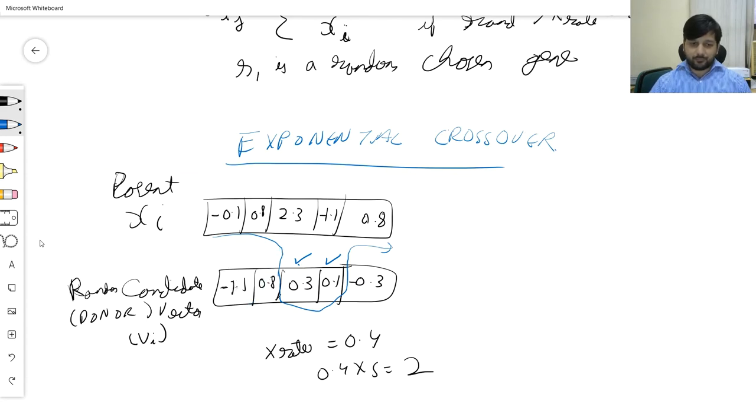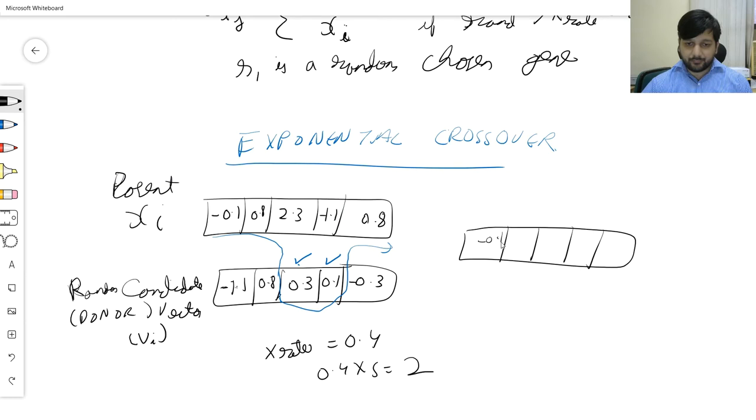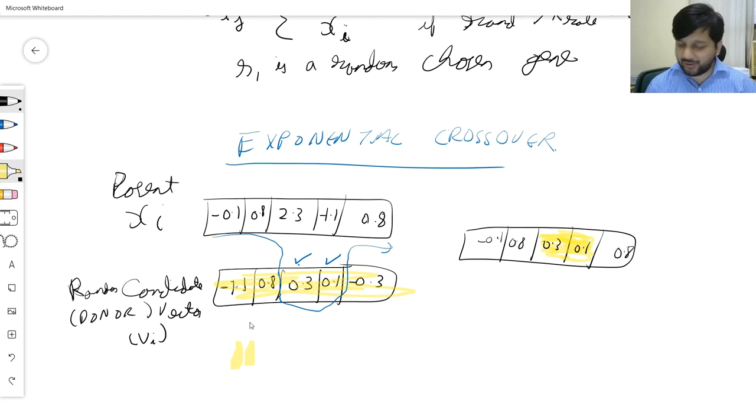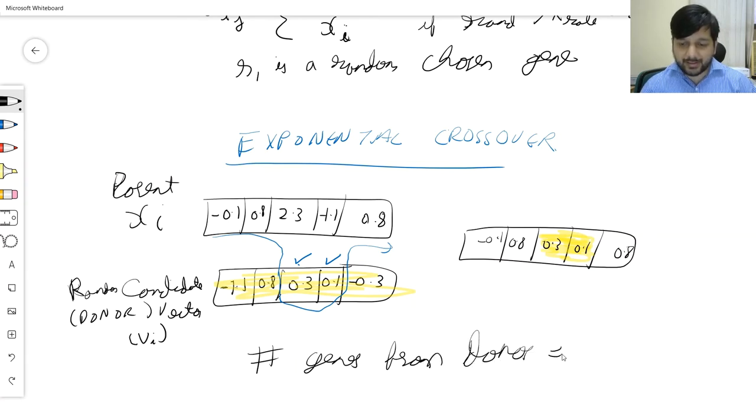So my child will become, where these genes have come from, these two have come from here. So first, let's make a change that it shouldn't be exactly two. There should be some stochasticity over it. So I say the number of genes from donor is given by crossover rate times the size of individual.